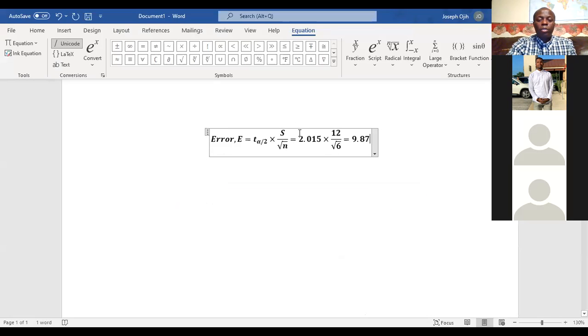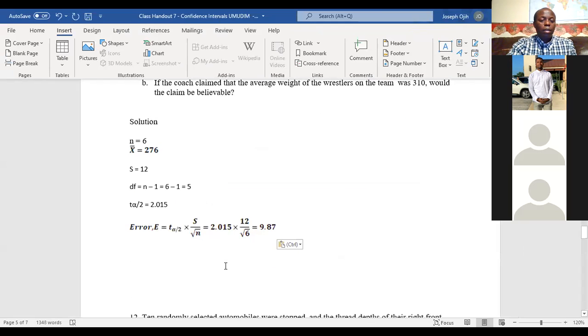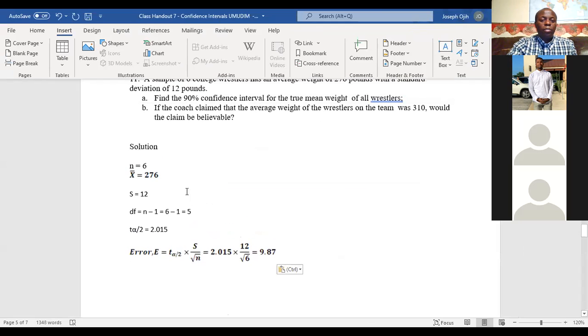9.87, that's the error margin. So copy this, and go back to our main workbook to put our error, which is 9.87. See? Now, we're looking for the 90% confidence interval.